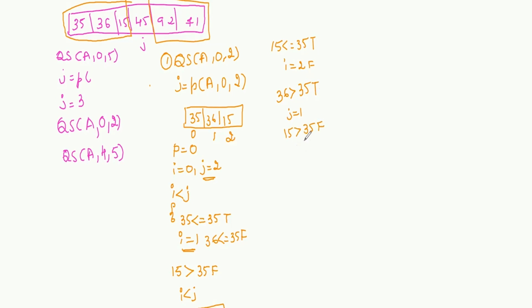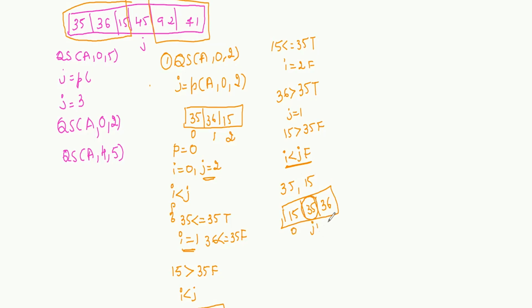Now, when I'm stopping here, I'm going to check whether I is less than j, which is once again failing here. Hence, I cannot swap a of I and a of j. So instead, what I'm going to swap is the pivot value and the j value. That is, I'm going to swap 35 and 50. So once I do that, my resultant array is going to be 15, 35, and 36, and this is where my j value is. Okay, and we are going to return the j value, that is this value.